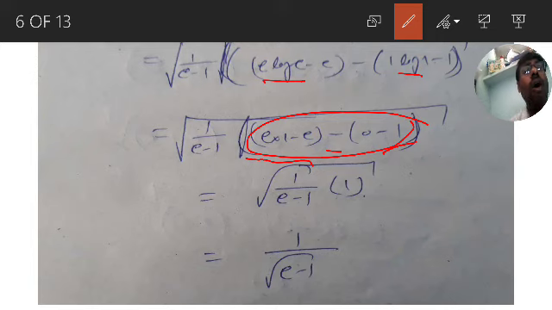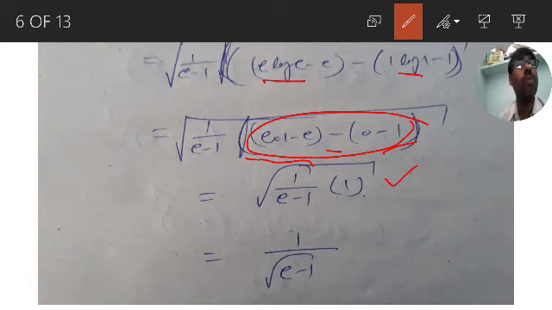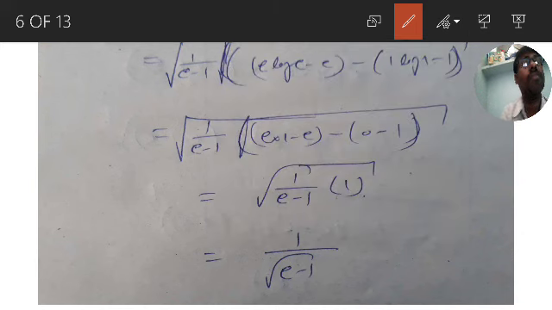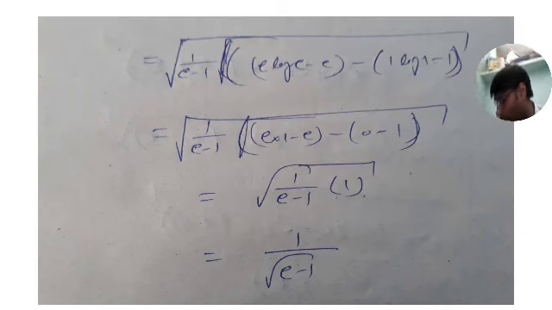So square root of 1 by e minus 1 into 1, that is 1 by square root of e minus 1, is my answer. This is the mean RMS value, the root mean square value of a given function on a given interval. Are you getting? So this is the fourth problem we covered.